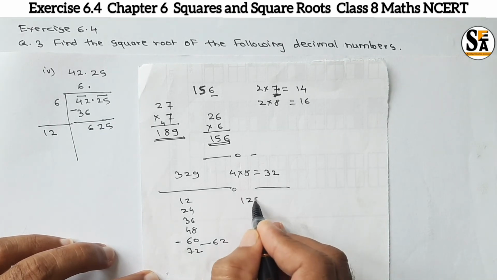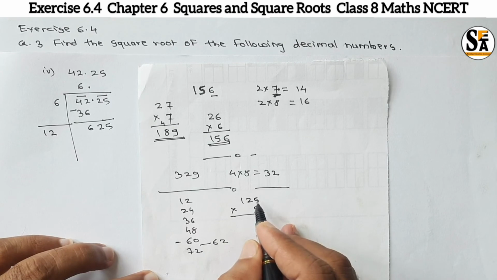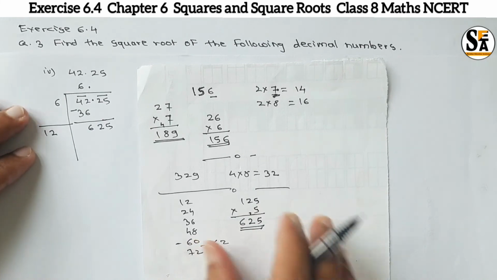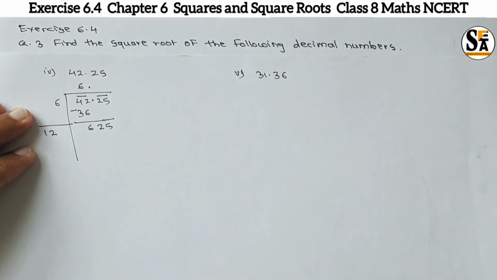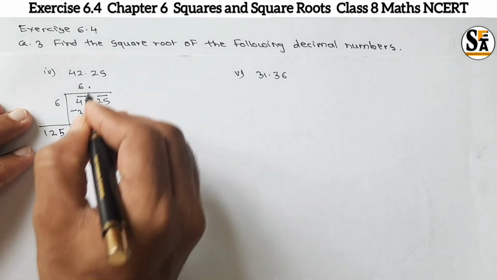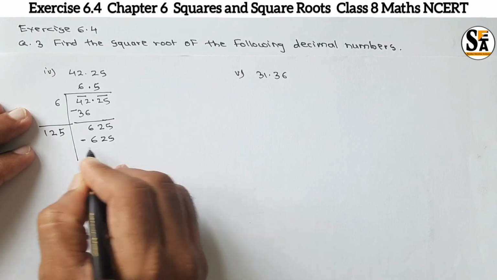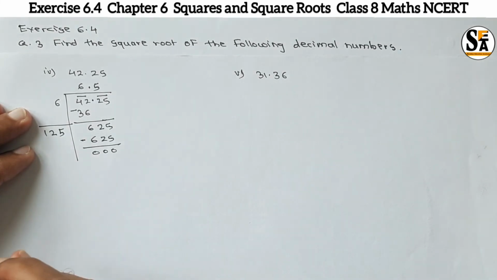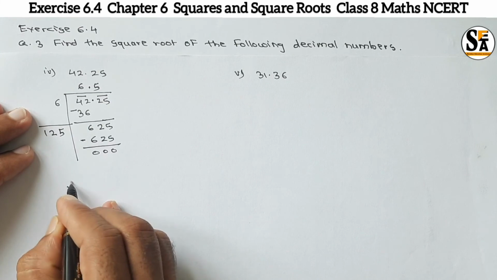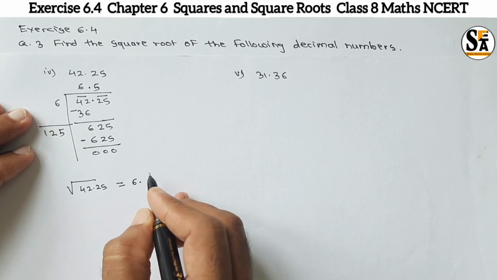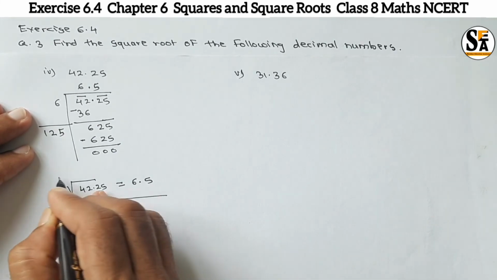So 125 into 5 कितना आएगा? 625, means we are getting the perfect number. So we must write here 5 number. So write here 5 and here 5 also. Take multiplication of this, 625, and remainder is 0, means our answer, square root of 42.25 equal to 6.5. This is our answer.